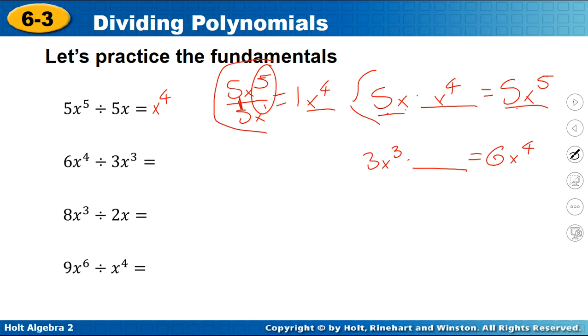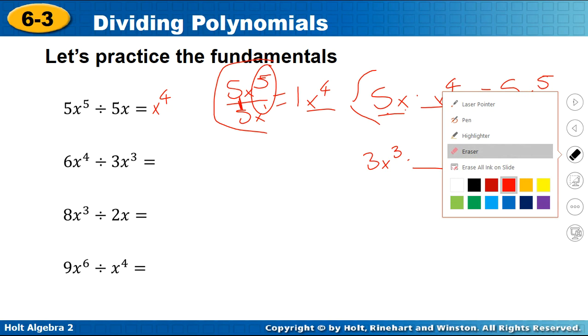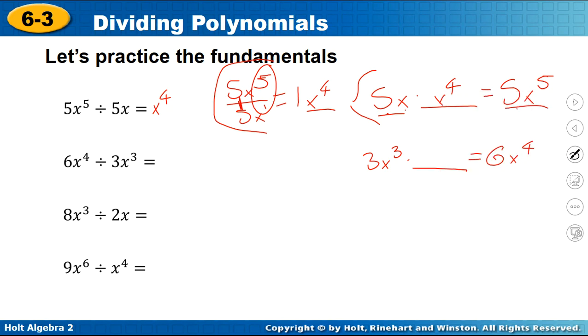Also, keep in mind, I can already see people writing these backwards. It should be pretty easy not to do that, because the answer should always be the quote-unquote bigger object. So that's one way you can always remember it. But 3x to the third times what is going to give me 6x to the fourth? Well, I had 3, but I ended up with 6. Now, keep in mind, we're multiplying, so 3 times 2 would get me to 6. Now, my x's, I had started with 3, but I ended up with 4. So I added another x in there, right? So my answer, the missing piece, is 2x.